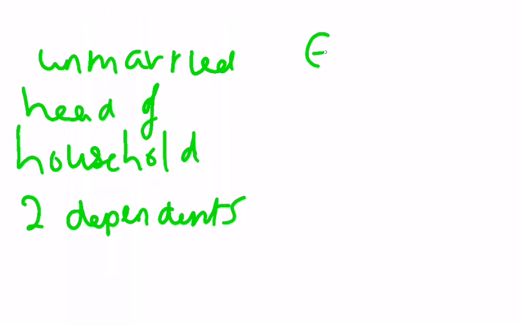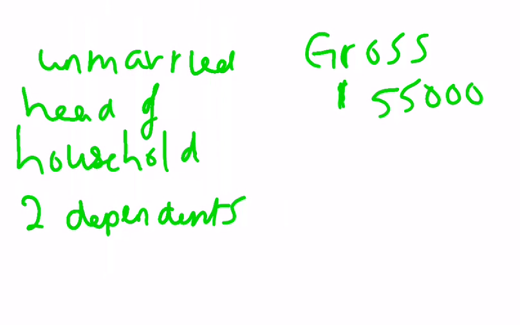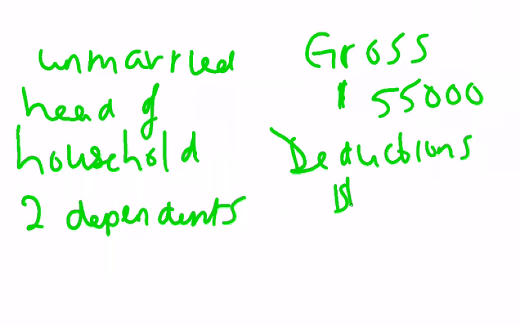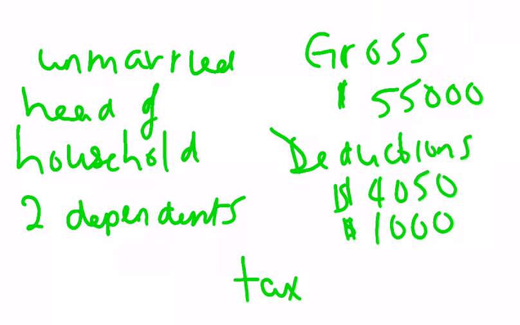And so the gross income is $55,000. The deductions are $4,050 and $1,000. There are no adjustments, and the tax credit is $1,000.